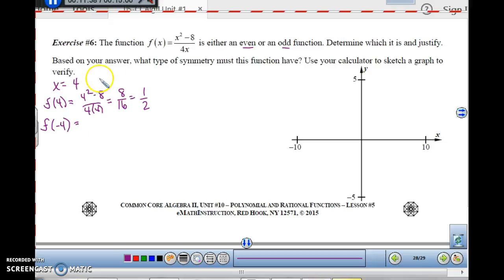All right, so x is equal to 4, and x is equal to negative 4. So this is the opposite input. What we're going to do is look at what the output's going to be. All right, so negative 4 squared minus 8 over 4 times negative 4. Negative 4 squared is 16, minus 8 is 8, and 4 times negative 4 is negative 16. We get negative 1/2.